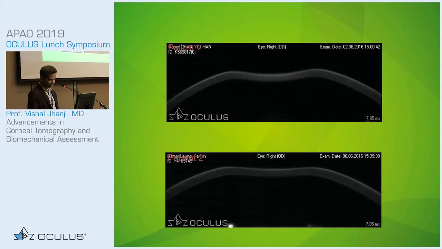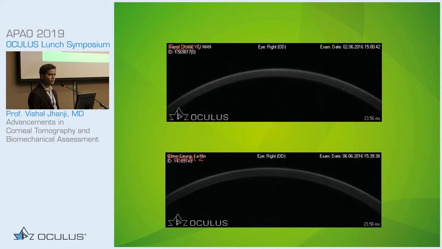So when the puff of air hits the cornea, it basically bends the cornea, and there are a bunch of measurements that are made during that time.